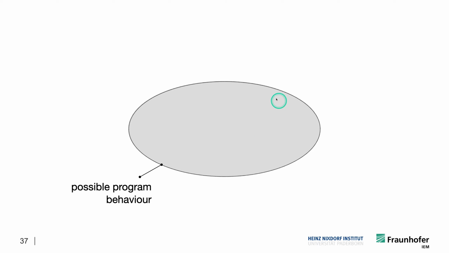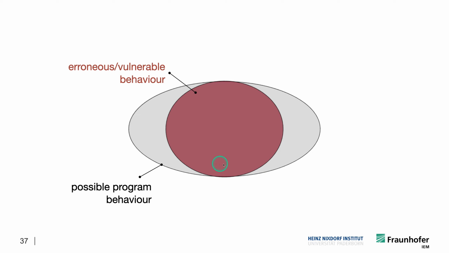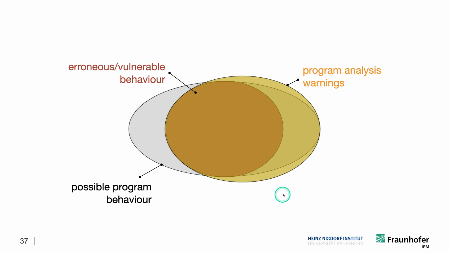And you can also look into this in terms of set theory. So if we assume that this models the entire possible program behavior, so that's the behavior that a program can expose at runtime, then you can have erroneous or vulnerable behavior like this here, right? So these are all the illegal program states. And ideally, we want to capture exactly those with a static analysis. Now, you can have your program analysis warnings, and typically they will look like this.